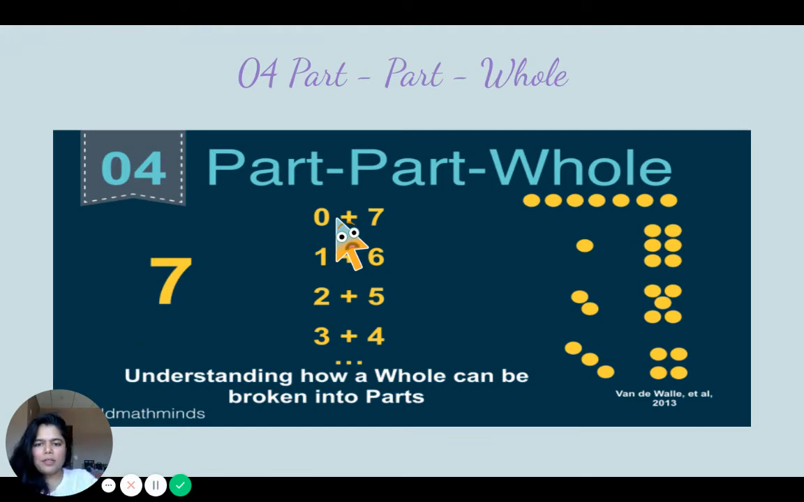So 1 part plus 6 parts, if they join together, create 7 parts, which is the whole. Or 2 parts plus 5 parts join together and they create the whole, which is the number 7. So learning this concept is very important for children to understand. And using visuals helps them understand that better. Because for example, right here, 6 dots plus 1 dot makes the number 7. 5 dots plus 2 dots makes the number 7. 4 dots plus 3 dots makes the number 7.